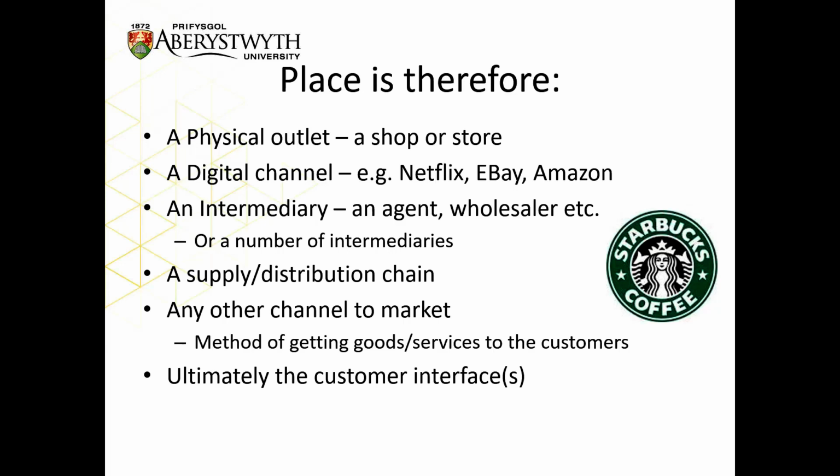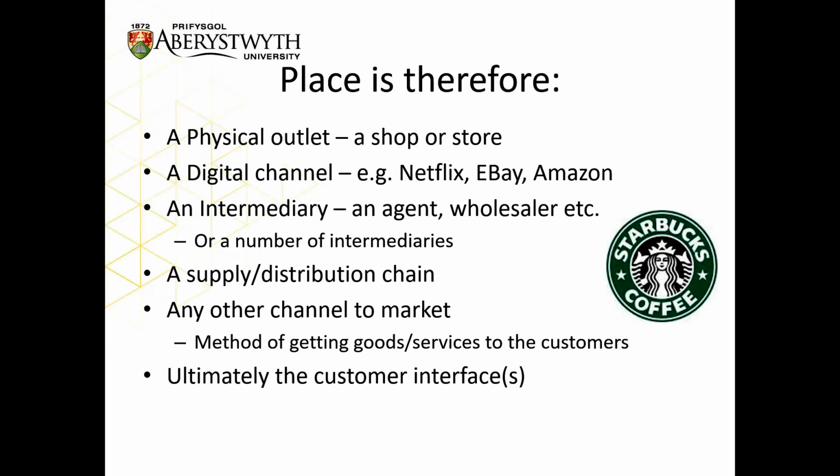So therefore, when we're thinking of place and the channels to market, we look at our physical outlet itself. We still have a lot of those around in the shops and stores, but we're also moving more and more to digital these days. So we have our digital channels to market, and we often use the term bricks and clicks, and that's where we use the physical bricks and digital as in the clicks. We also have a number of intermediaries within our channels, our place, and they can be agents, distributors, wholesalers and so on. And that can be a single intermediary along the distribution chain, or it can be a number of those.